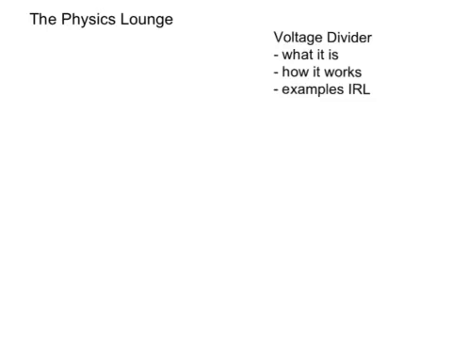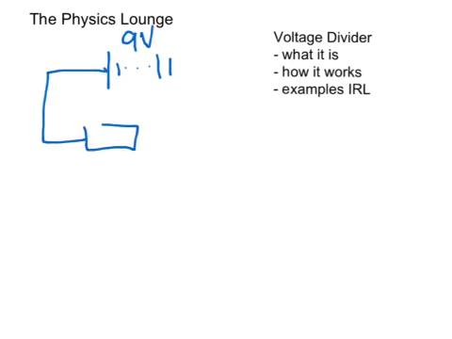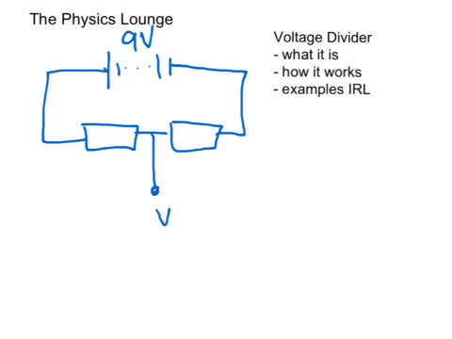In this video we're looking at voltage dividers, what they are, how they work, and some examples in real life. First of all, it's quite useful to be able to take your voltage supply, say a 9 volt supply, and divide that up and take a different voltage out than the supply gives you. For instance, we might want to take out the voltage between here and 0 volts. It's always with reference to your negative or 0 volt place.